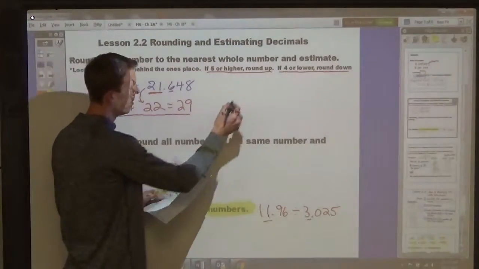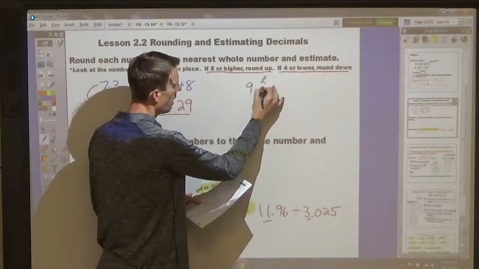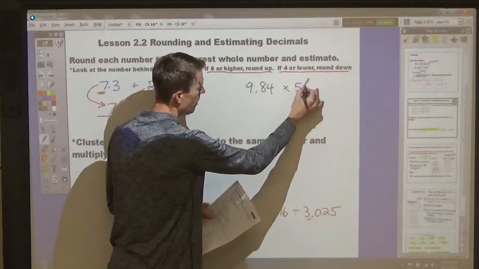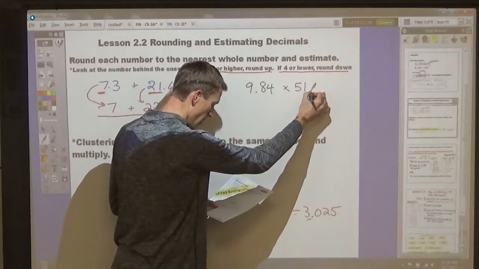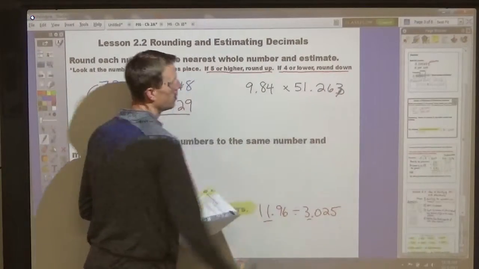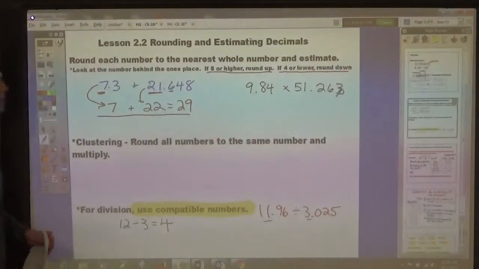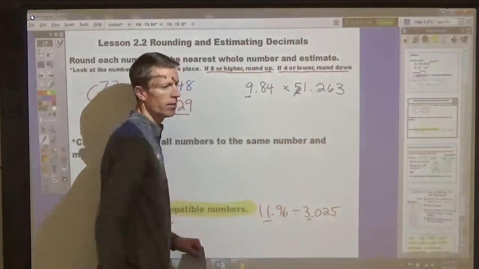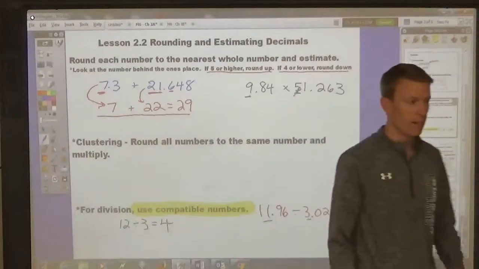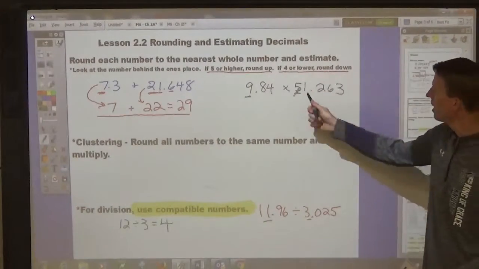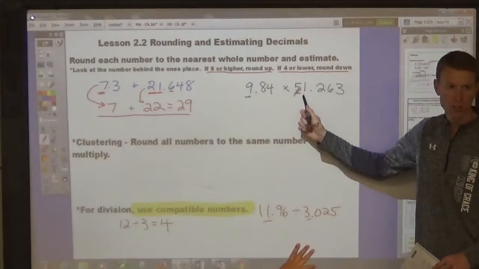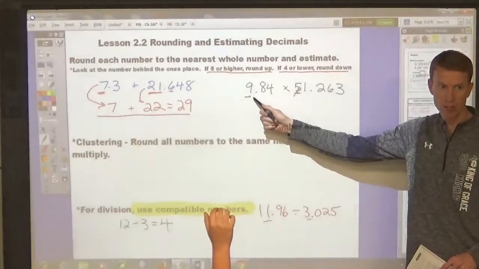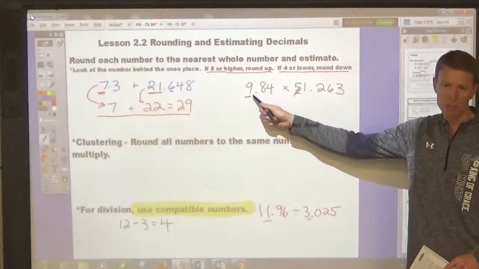Like in number 3, 9 and 84 hundredths times 51 and 263 thousandths. Now when you're doing this, what you want to do is use multiplication that you can do in your head. Okay? So in this case, you're not rounding to the nearest whole number. You could, if you did 51 times 10, because that you could do in your head, or you could do 50 times 10 in your head.